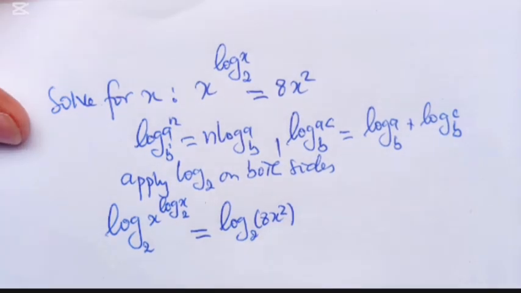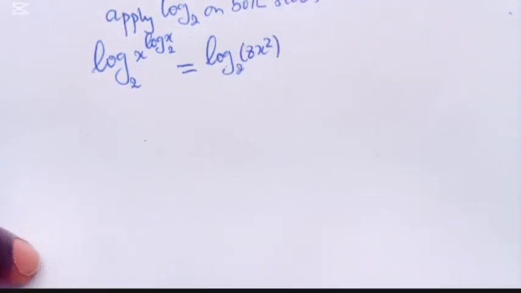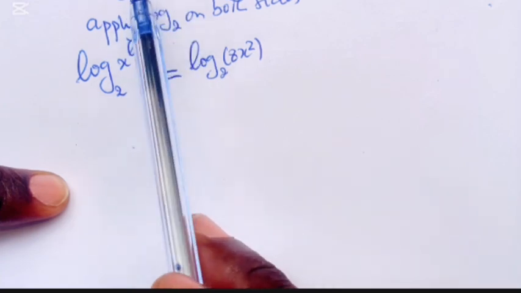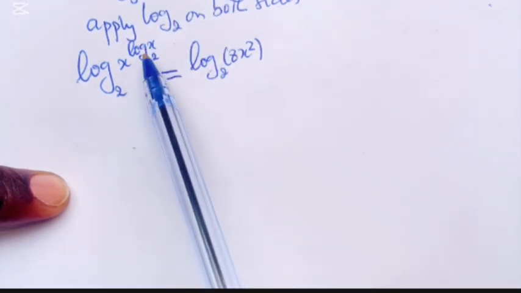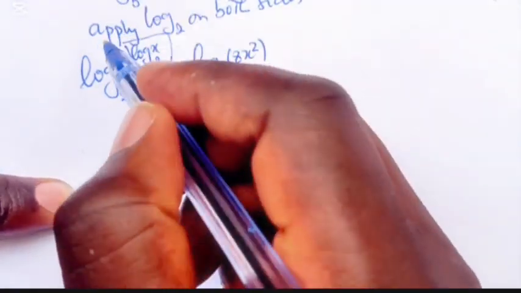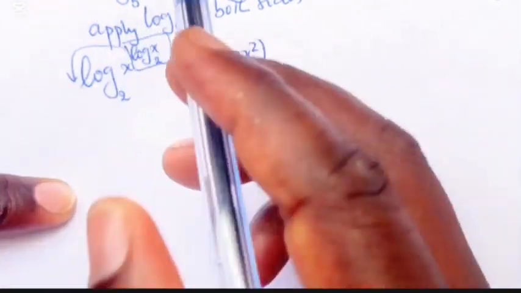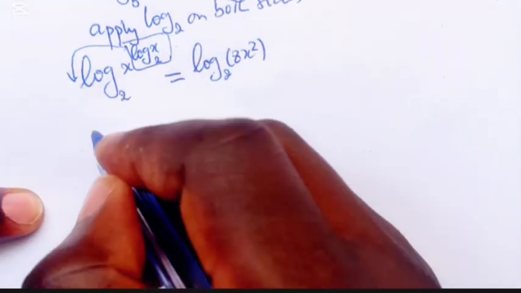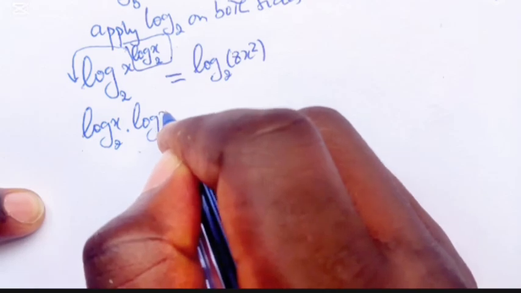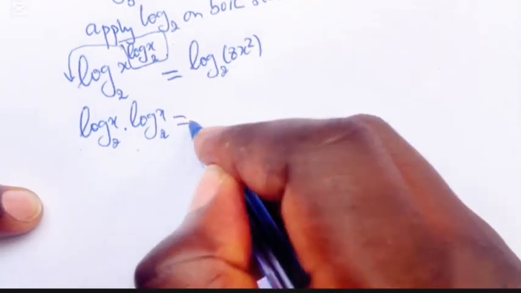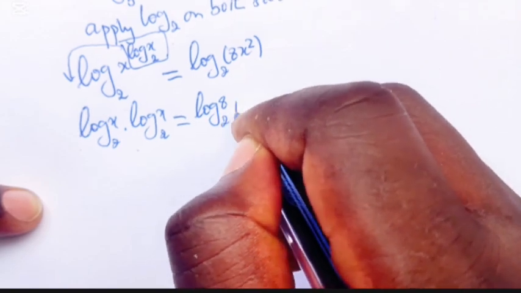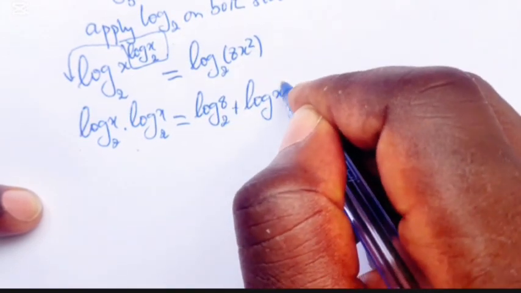Now, hope it's clear. First of all, we are going to use this property here at right. That's why this log x base 2 will come here to be the coefficient of the remaining part. This is going to be log x base 2 times log x base 2, and this is equal to log 8 base 2 plus log of x square base 2.